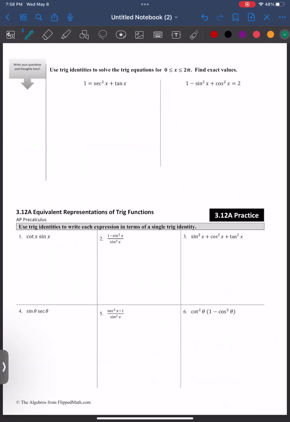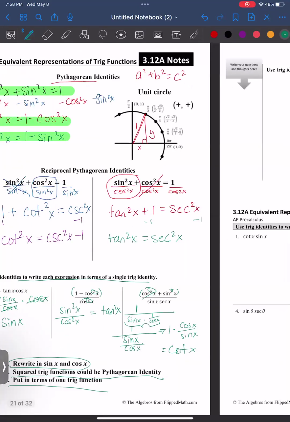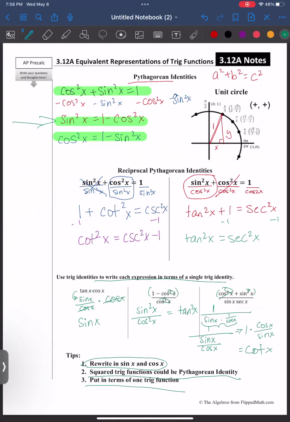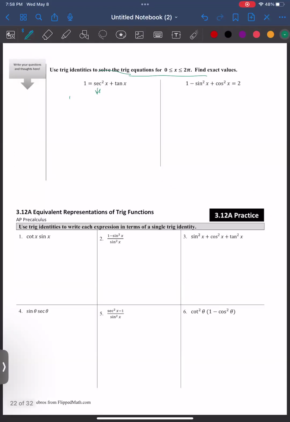So now here we have some problems. Notice that it says solve the trig equations for 0 to 2 pi, so between the domain of 0 and 2 pi. So basically within one circle. Okay, so the first thing I want to do with this first problem is change this secant squared of x so that I can get it to be a tangent, right? And I have an identity for that. If I look back over here, secant squared of x is equal to tan squared of x plus 1. So 1 equals tangent squared of x plus 1 plus tangent of x.